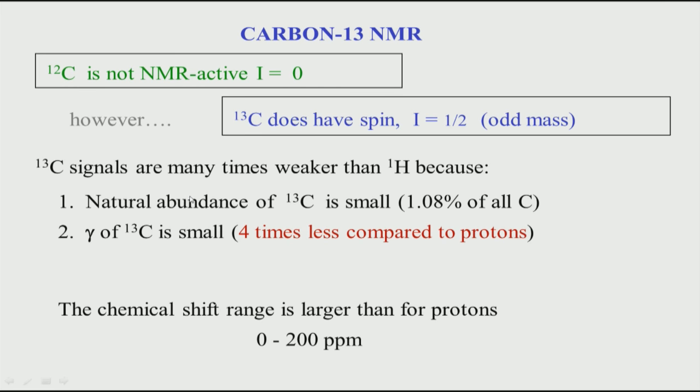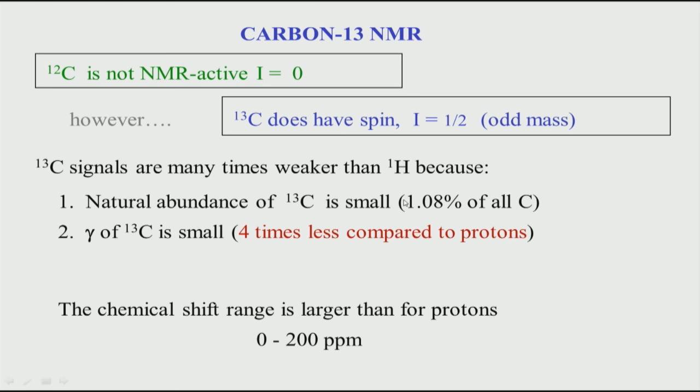There are two reasons mainly. The number one is the natural abundance of C13 is very small. So typically 1% of all carbons in the molecule will be carbon 13. That means if I take a collection of molecules, out of every 100 carbons, 1 carbon will be carbon 13. So basically it means 100 times less concentration of carbon 13 compared to hydrogens.